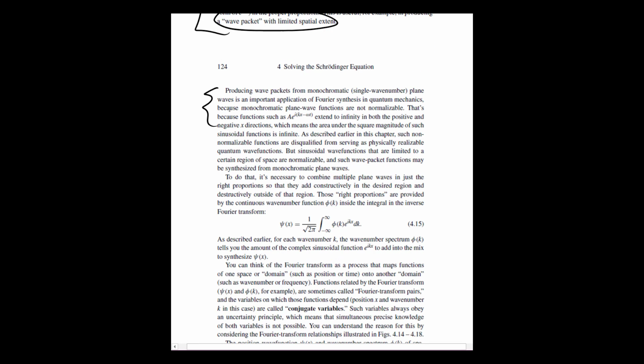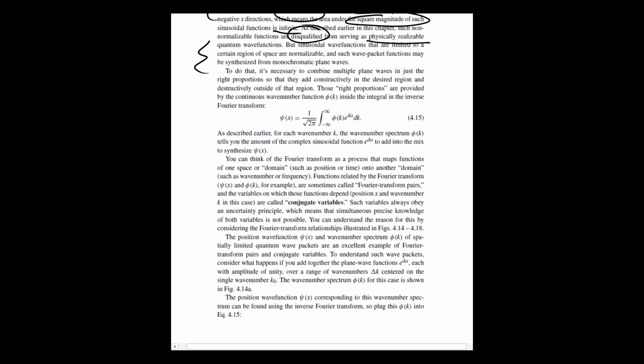Producing those wave packets by combining plane waves is important in quantum mechanics because, as we've said before, a monochromatic, that is, single wave number plane wave is not normalizable. Since functions like A e to the i(kx minus omega t) extend to infinity, both positive and negative x, the area under the square magnitude is infinite. And that means you can't normalize it, so these individual plane wave functions are disqualified because they're not physically realizable. But if we limit them to a certain region of space, they become normalizable. So that's what we want to do.